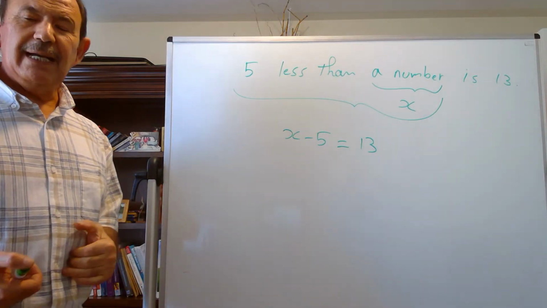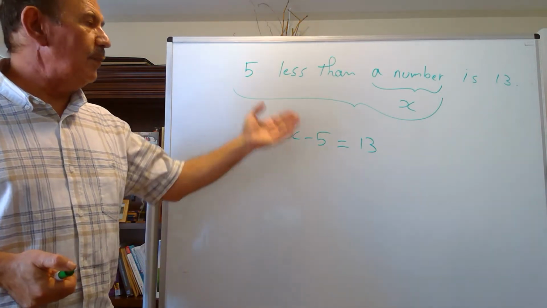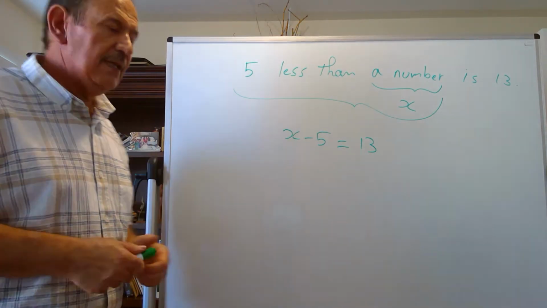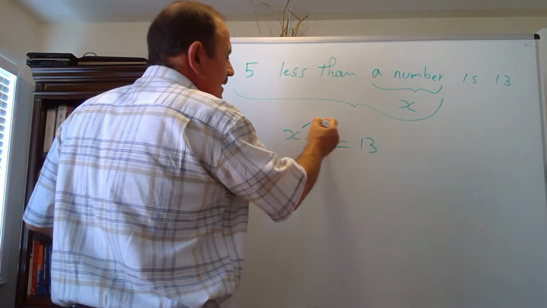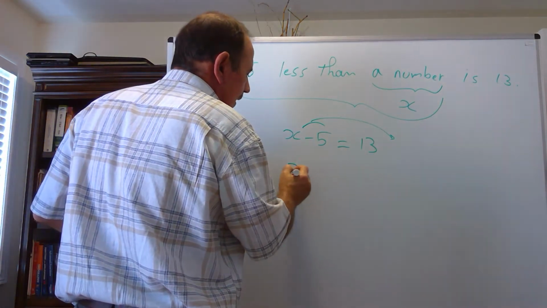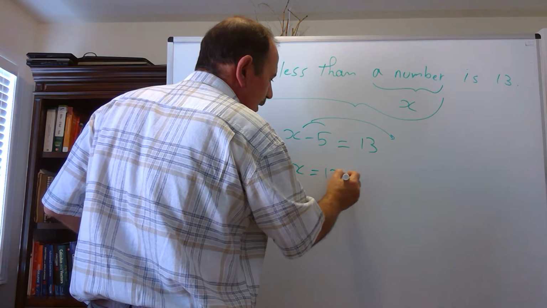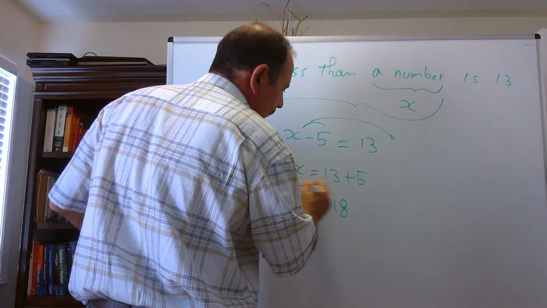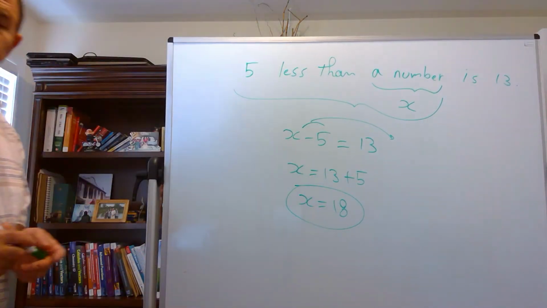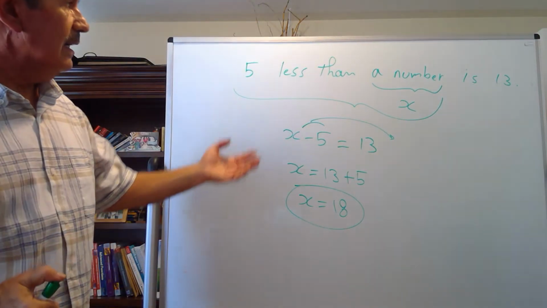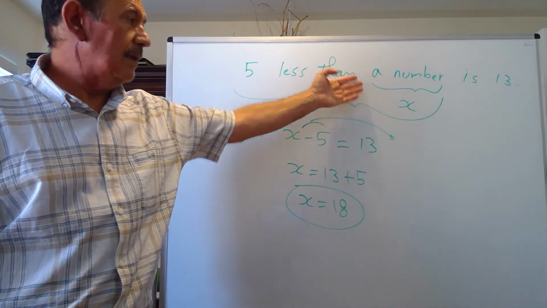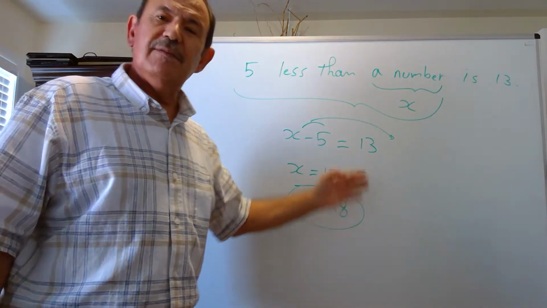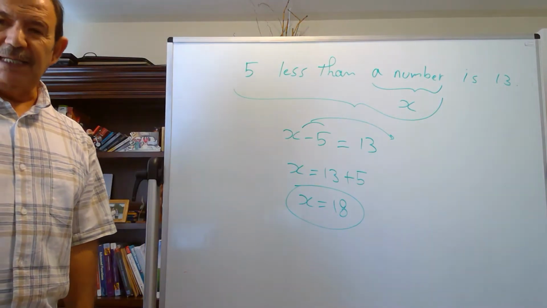Because the number is asked, find the number, it means we have to solve this equation. For solving the equation, we know how to solve it. Just move this negative 5 to the other side. Then x is 13 plus 5, or x is equal to 18. Okay? The number is 18. How can we check? 5 less than 18 is 13, which works in the sentence.